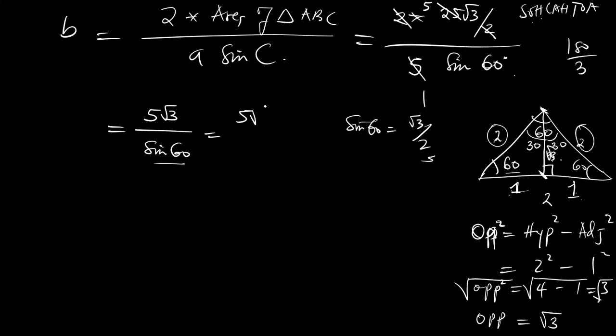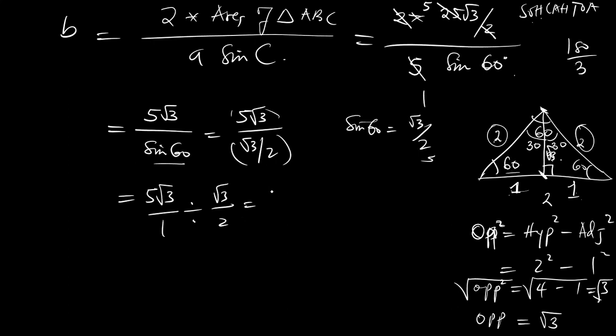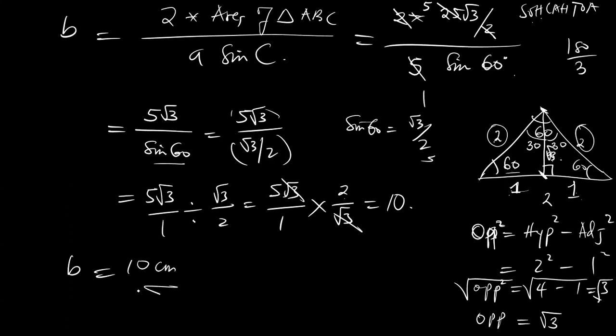So you have 5 root 3 divided by root 3 divided by 2. So you now have 5 root 3 all over 1, divided by root 3 all over 2. This is the same thing as saying 5 root 3 all over 1 times, to change the sign here, you reverse this, so you have 2 all over root 3. This root 3 will cancel itself. Then 2 times 5 is 10. So now that means B is equal to 10 centimeters.